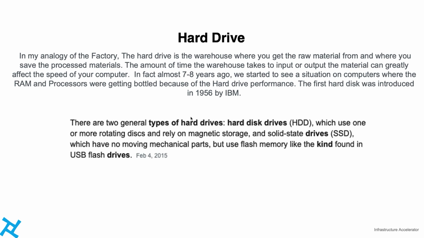Let's talk about the types of hard drive, and then you will understand it a bit more. There are two general types of hard drive. One is the HDD, or the hard disk drive, which uses one or more rotating disks and relies on magnetic storage. The other one is the solid state drive, SSD, which has no moving mechanical parts but uses flash memory, kind of found in USB flash drives, the flash drives which you have, or you can say in a kind of RAM.